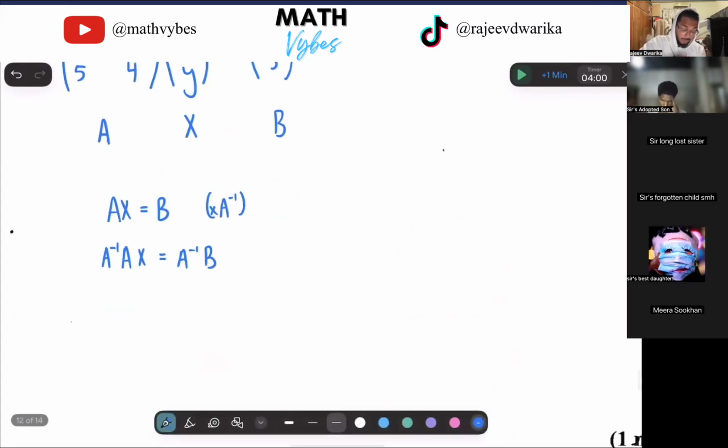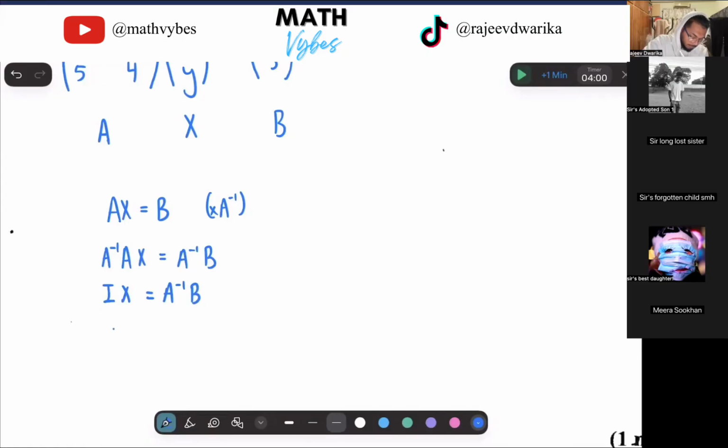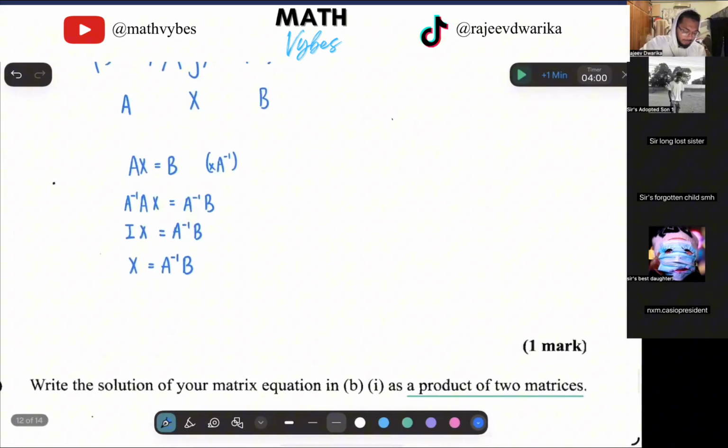So I hope we understand why I'm writing it like this. Akira, what is A inverse by A? What is the inverse by the regular matrix? It's going to give you the identity. Right, and the identity matrix by anything is going to give you the same thing. Exactly. So I by X is just what? I by X is X. Because I is like the number 1, and 1 by anything is itself. So X is equal to A inverse by B.